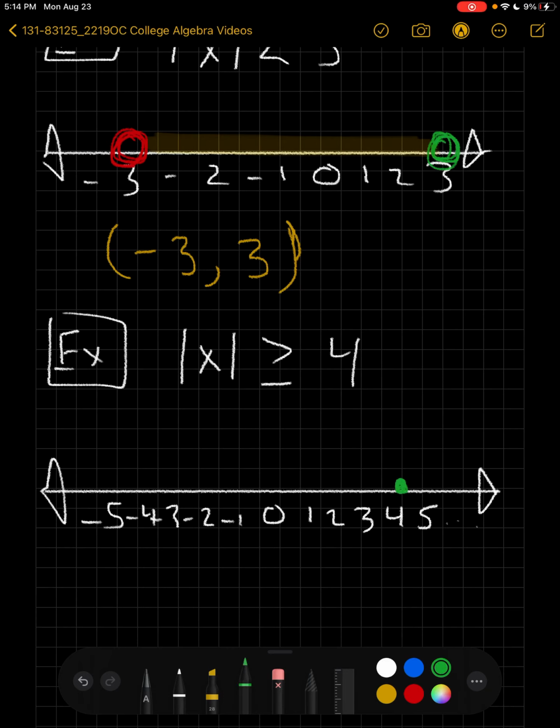So I take a look on the positive side and I say, well, here's 4. That's exactly 4 units away. And remember, I have that equal sign. So I'm looking for 4, but also anything larger than 4. Anything farther away than that. And I know that -4, look at that, that's 1, 2, 3, 4 units away. But I also want to include anything farther away, down towards this direction.